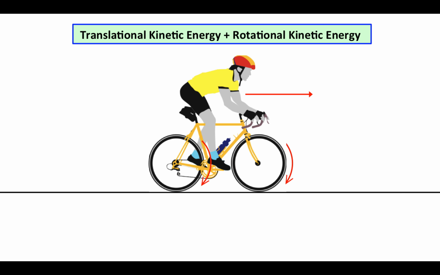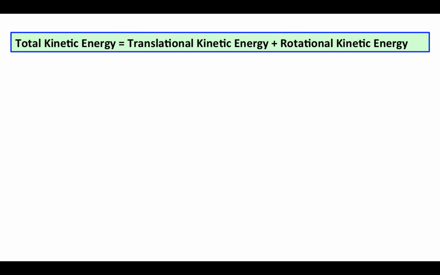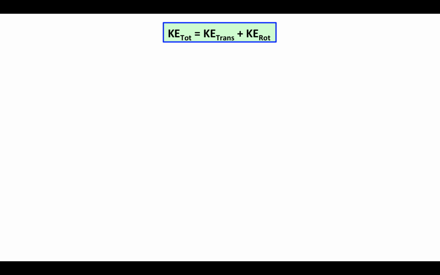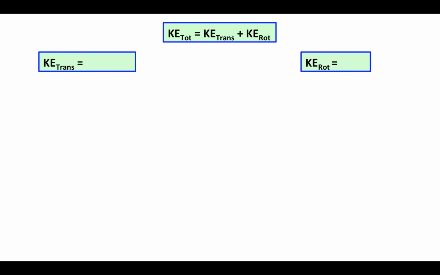The total kinetic energy is going to be the sum of the translational kinetic energy of the rider and bicycle plus the rotational kinetic energy in the wheels. This lengthy expression can be abbreviated like this, and then further by this. We will first figure out the translational kinetic energy, and then the rotational, and then combine them into an expression for the total.